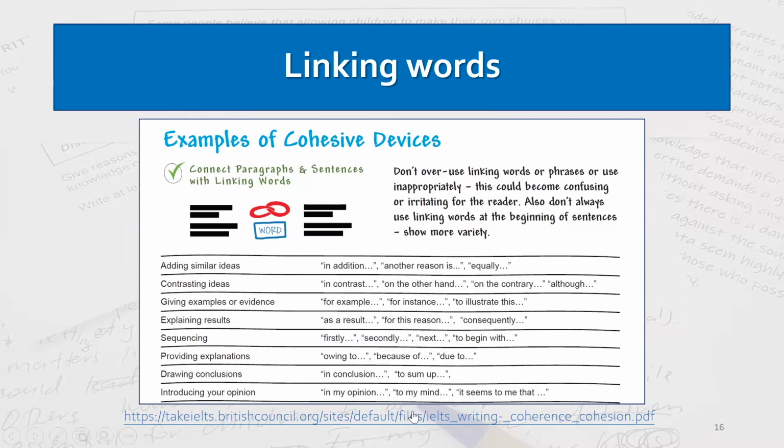But you can visit this website. This is actually a document. You can see the screenshot here. This is a document listing some examples of what we call cohesive devices that you can apply in your writing. But again, be careful not to overuse these items. So this is a document or a PDF file that you can download after this workshop.